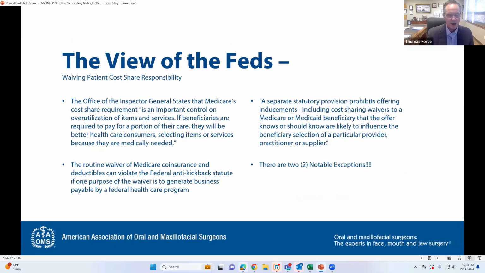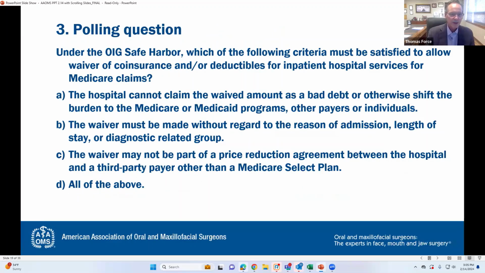So again, back to the polling question. Under the OIG safe harbor, which of the following criteria must be satisfied to allow a waiver of coinsurance deductible for inpatient hospital services for Medicare claims? One, the hospital cannot claim the waiver amount as a bad debt or otherwise shift the burden to Medicare or its beneficiaries. Two, the waiver must be made without regard to reason of admission, length of stay, diagnostic related group, etc. The waiver may not be part of a price reduction agreement between the hospital and a third-party payer, other than a Medicare Select program, or all of the above.